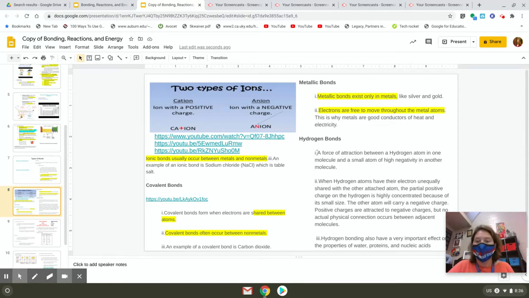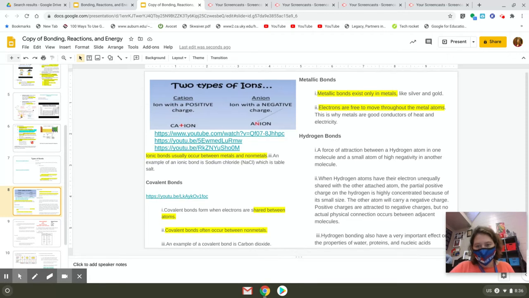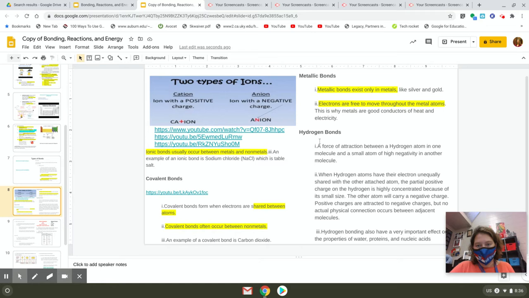So letter I, which should be Roman numeral 1, a force of attraction between a hydrogen atom in one molecule and a small atom of high electronegativity in another molecule. Which one's smaller than the other? Electrons are smaller.